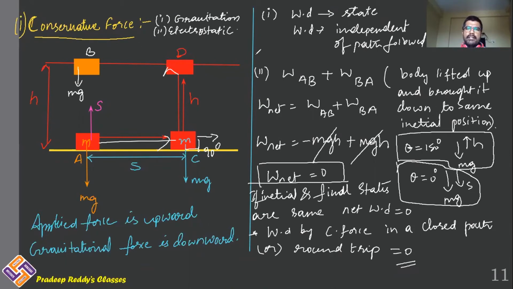So point number 1 is that work done by the conservative force is only state dependent. It is independent of the path. And second condition is that work done by conservative force in the closed path or round trip will be equal to 0. These are the two very important points which you should keep in your mind when work is done by the conservative force. And in the universe, two fundamental forces, gravitational force and electrostatic force, are conservative in nature.